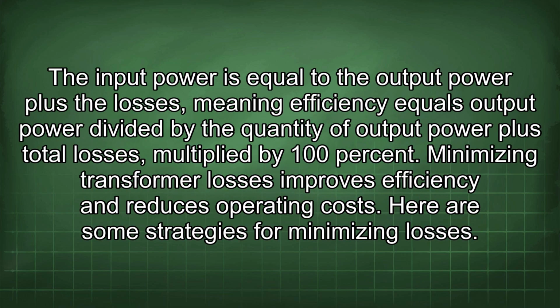The input power is equal to the output power plus the losses, meaning efficiency equals output power divided by the quantity of output power plus total losses, multiplied by 100%. Minimizing transformer losses improves efficiency and reduces operating costs. Here are some strategies for minimizing losses.